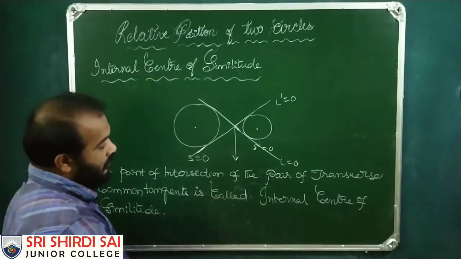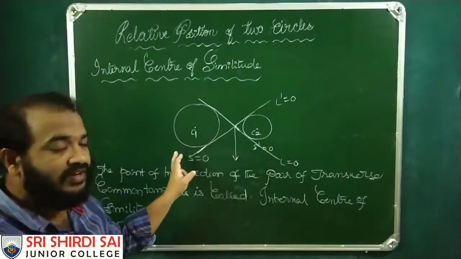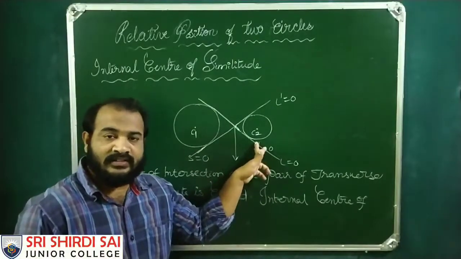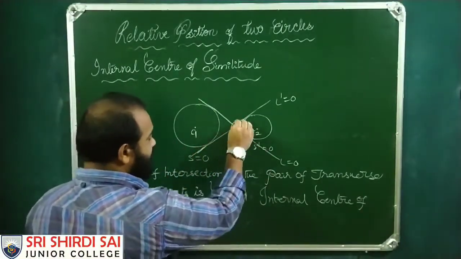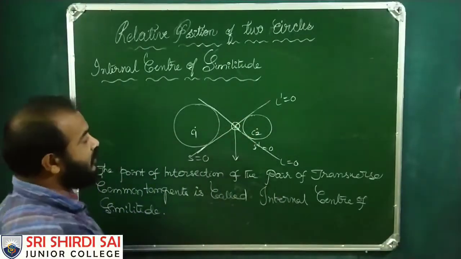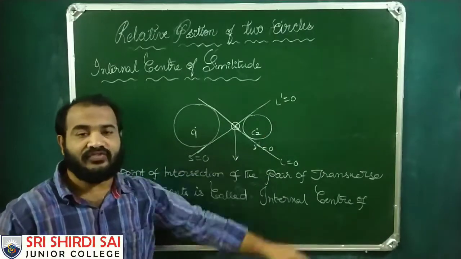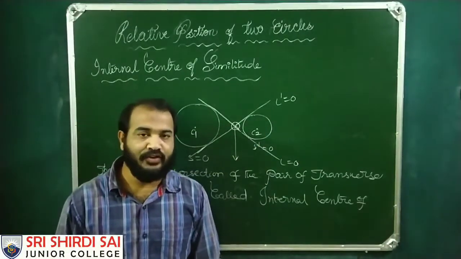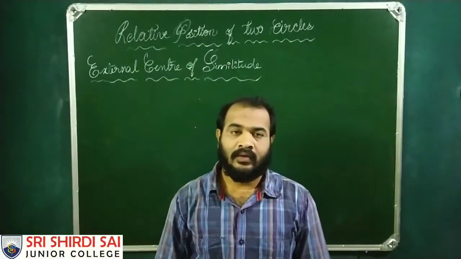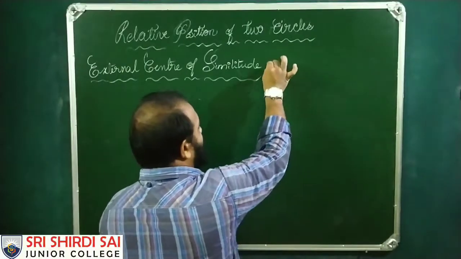So this is C1 and this is C2. What are C1 and C2? C1 and C2 are the centers of the two circles. So this is the internal center of similitude. The point of intersection of two transverse common tangents is called the internal center of similitude. Now the next topic is the external center of similitude.